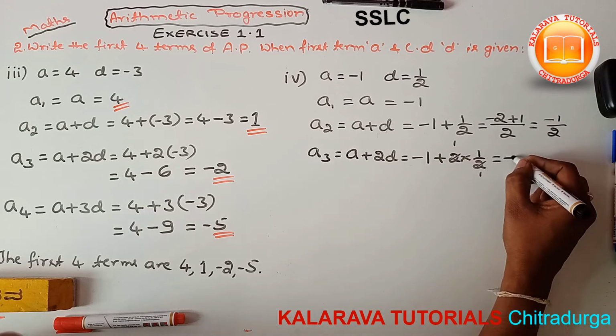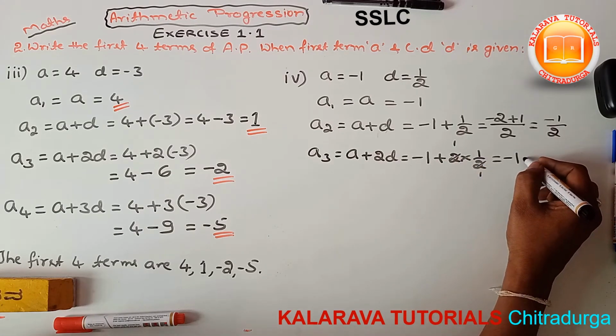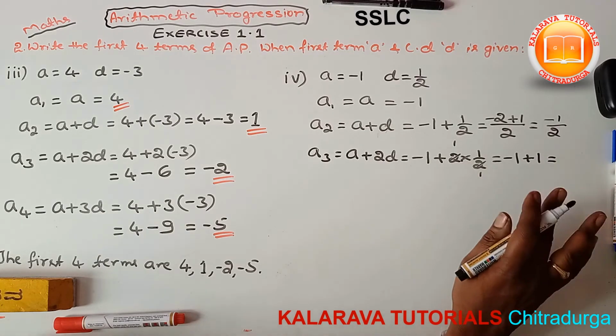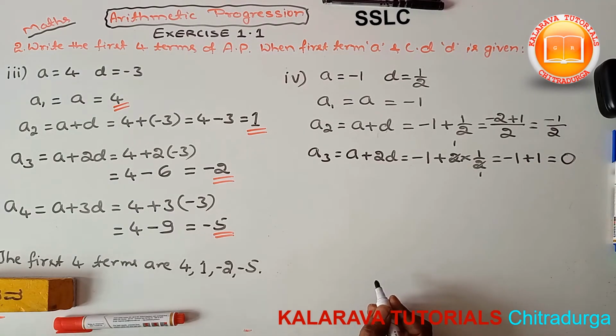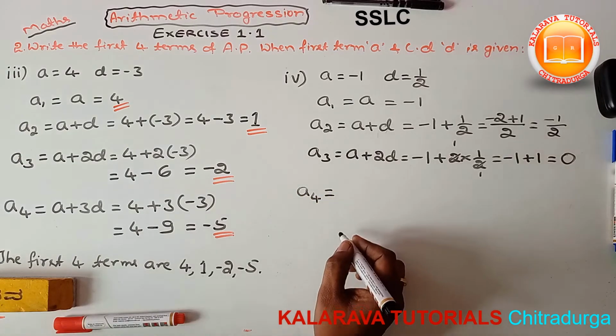So that is equal to, here minus 1 is there. So multiply this one. 1 into 1, 1. So plus 1. That is equal to, in the denominator it is 1. We leave that one. So minus 1 plus 1, that gives you 0. So then you find out the fourth term.